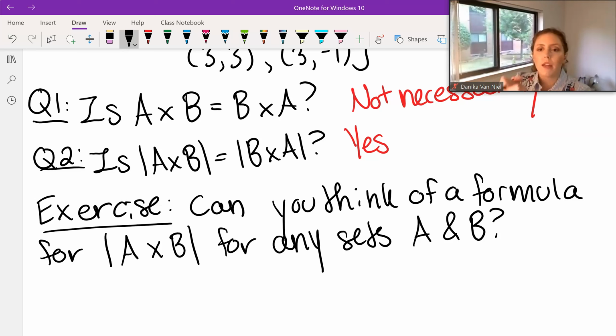Without knowing anything except for their sizes, do you know what the size of A cross B is going to be? So that's a fun one. I like that one.